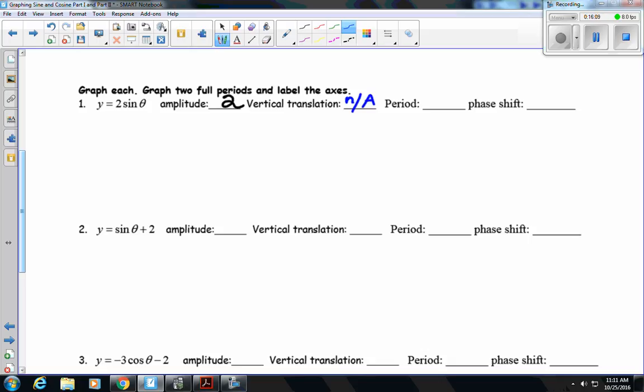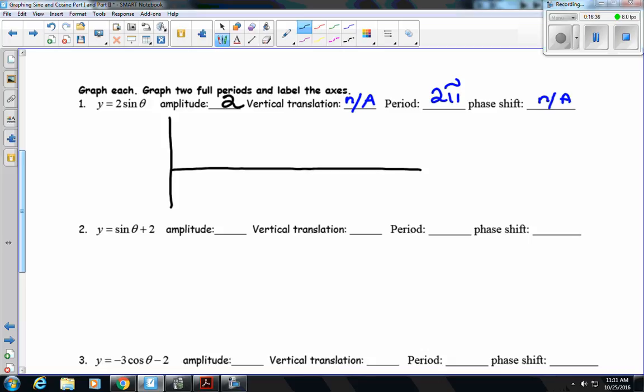What about the period? Does the period change? So then it must be 2 pi. If it doesn't change, it is what the parent function is. What about a phase shift? None. Now you can't leave those blank. You have to put something there. So NA is the appropriate response. Okay, so now let's graph it and see what it looks like.